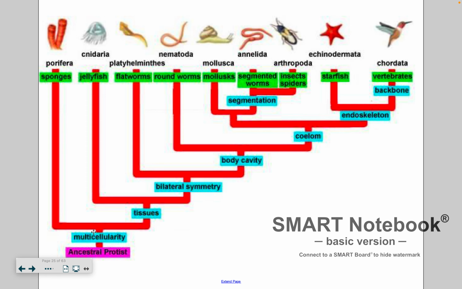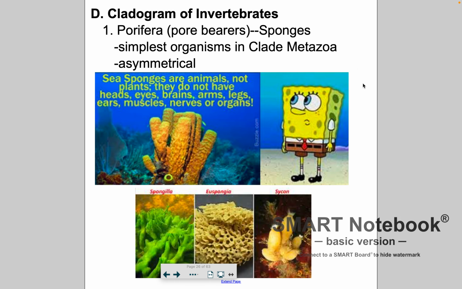into that. So here's the cladogram we're going to try to get through with our invertebrates before we get to chordata. We'll start off with sponges, and sponges don't have true tissues. All these other organisms have true tissues. We'll talk about cnidarians, and then we'll talk about bilateral symmetry, and then we'll hit the body cavities, segmentation, endoskeleton, and then we'll end up with chordata.